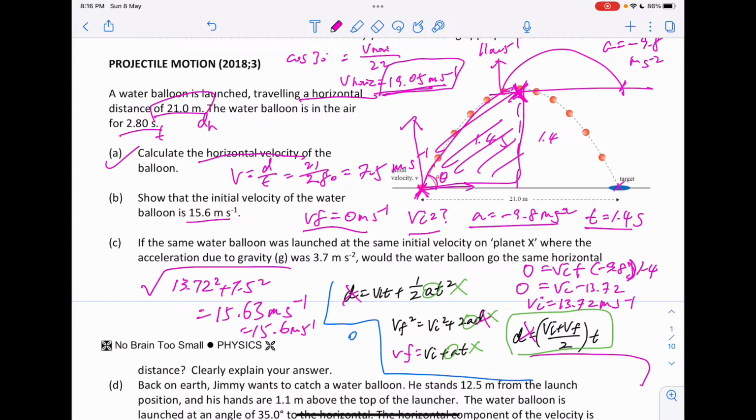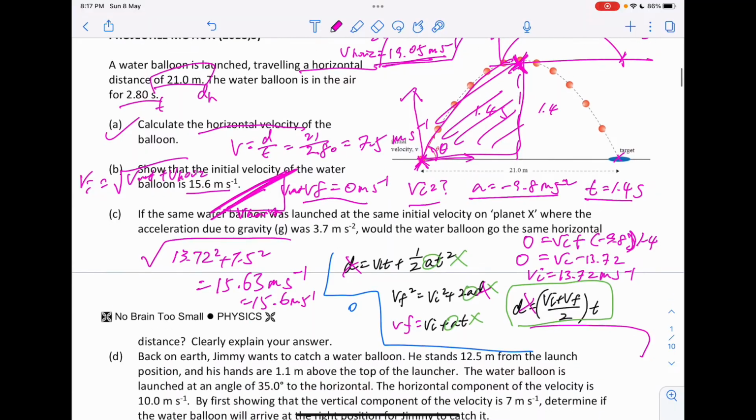I see why they don't give you the angle, because if they do give the angle, you can just know what it is. But if they don't give you the angle, but they give you the time, you can calculate the vertical velocity, because you know VF is 0, you know the time, you know the acceleration. So you calculate the vertical one, and you know the horizontal one. And the initial velocity is always the vertical plus horizontal. Yeah, that's a difficult one.